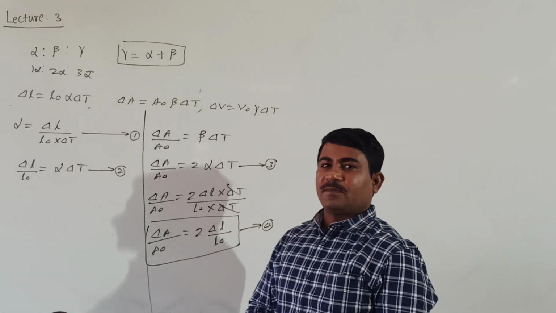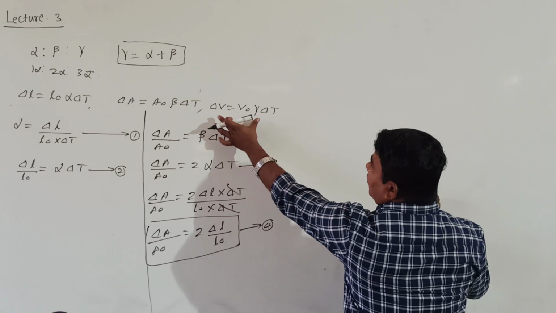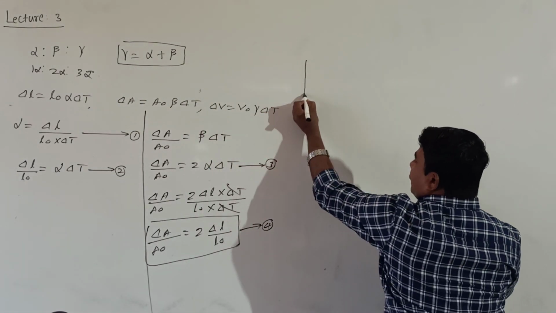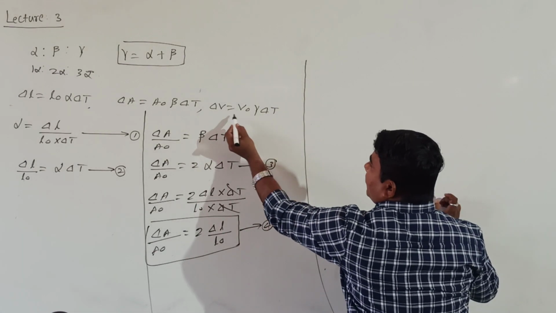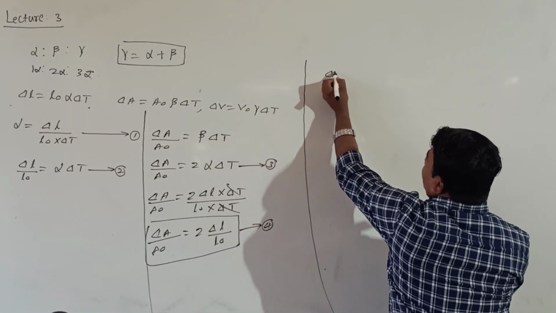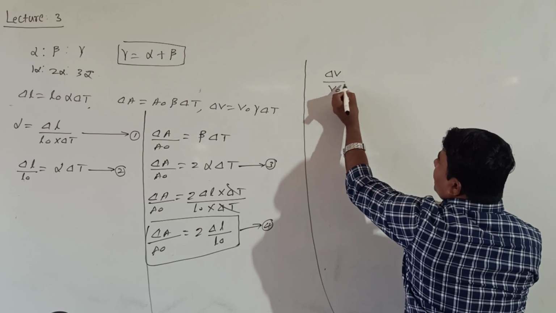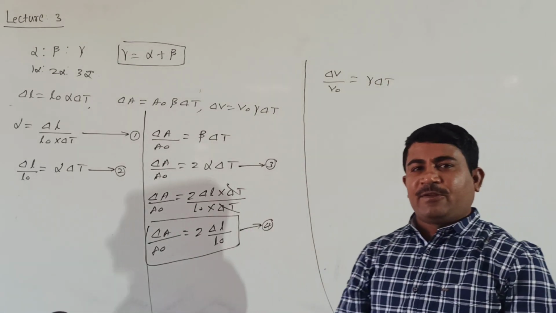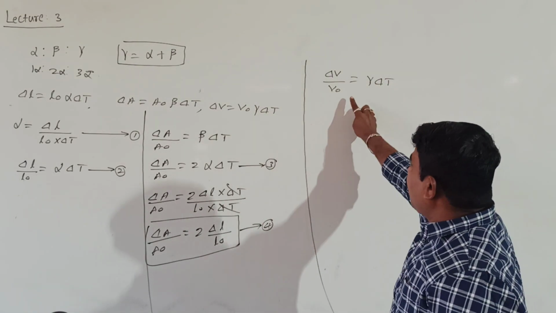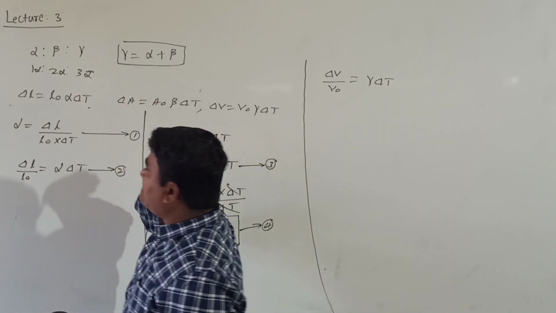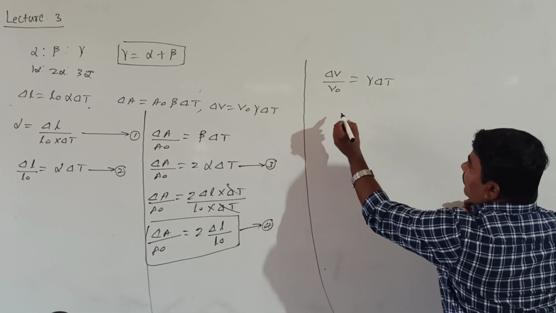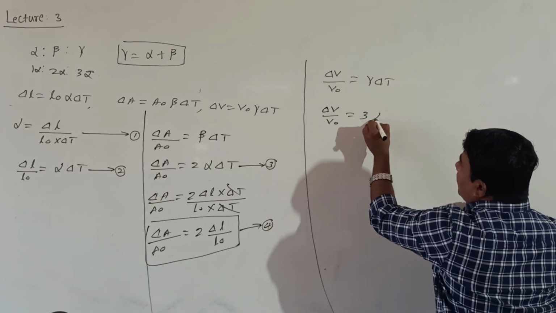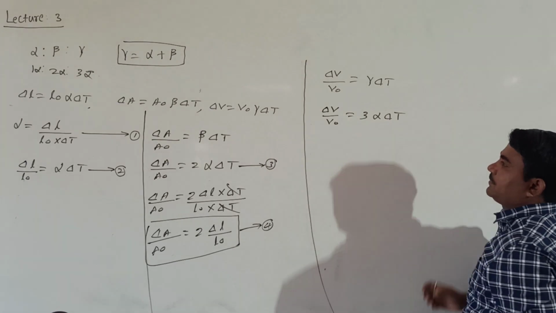Fractional change in area. Similarly, fractional change in volume, how to represent? Look at me. How to represent fractional change in volume? See here, del V divided by V naught equal to gamma into delta T. Fractional change in volume, right? But gamma equal to how much? Gamma is 3 alpha. So del V divided by V naught equal to 3 alpha into delta T.